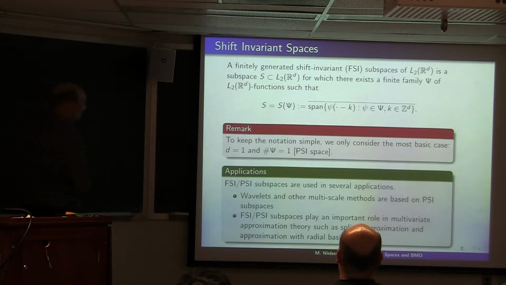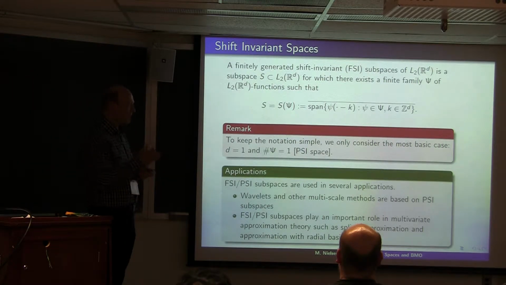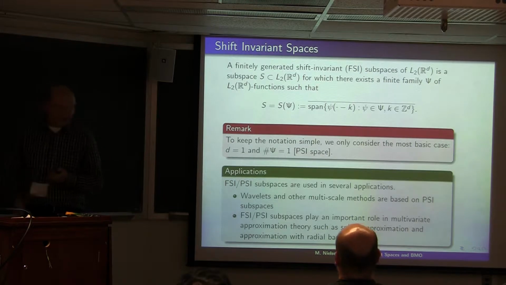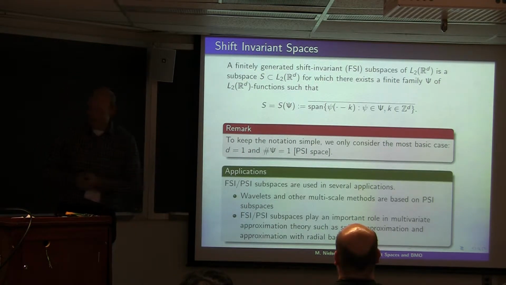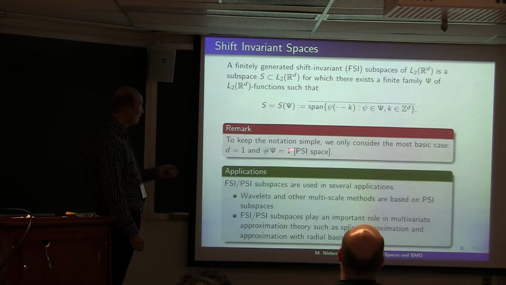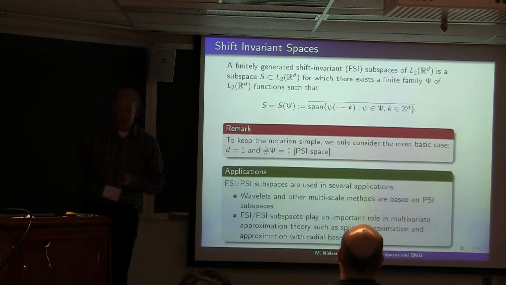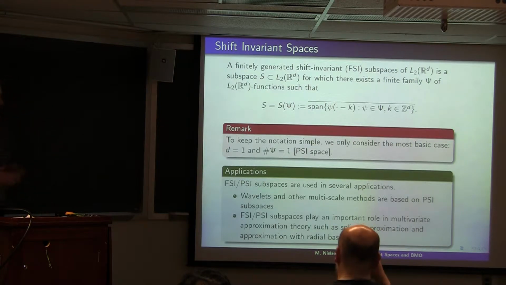So actually, to get to the results that I want to talk about today, the connection to BMO, we don't really need this generality. So I'm going to simplify it to the very simplest possible case. First of all, whether we're on the real line or in R^d doesn't really matter. So the first thing I'm going to do is say we're going to be on the real line. It simplifies some of the notation. And on top of that, you can definitely study several generators as above, but let's just look at the simplest possible case where we have one generator. This is called the principal shift invariant space.